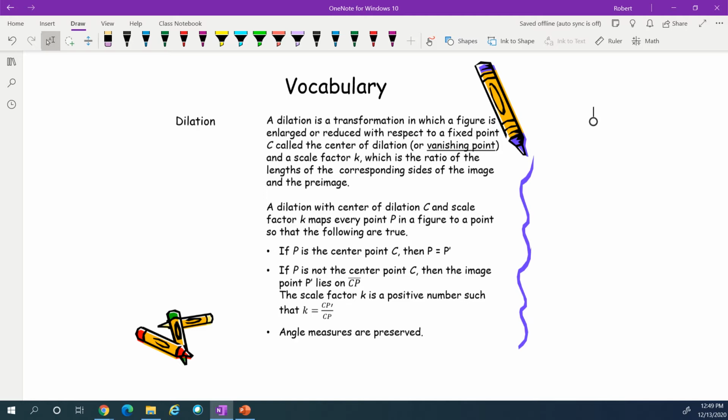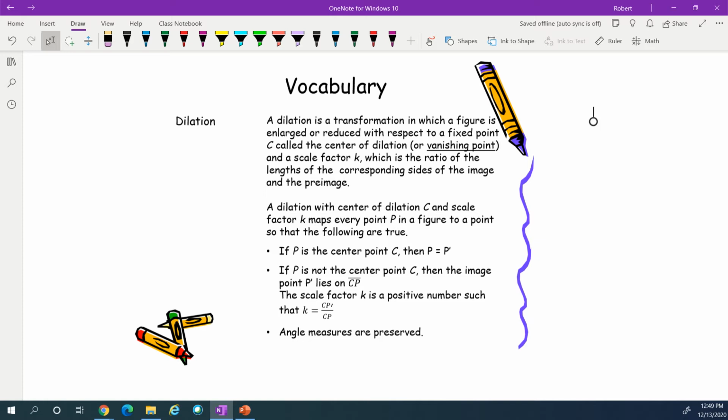We're also going to talk about this thing called a scale factor. How much are we making it? Are we making it 2 times bigger? That's a scale factor of 2. Are we making it 1/3 the size? That's a scale factor of 1/3. So we're not dividing by 3, we're multiplying by 1/3. Factor means multiplying. So we have to use the correct terminology. Scale factor, we're multiplying by a factor.